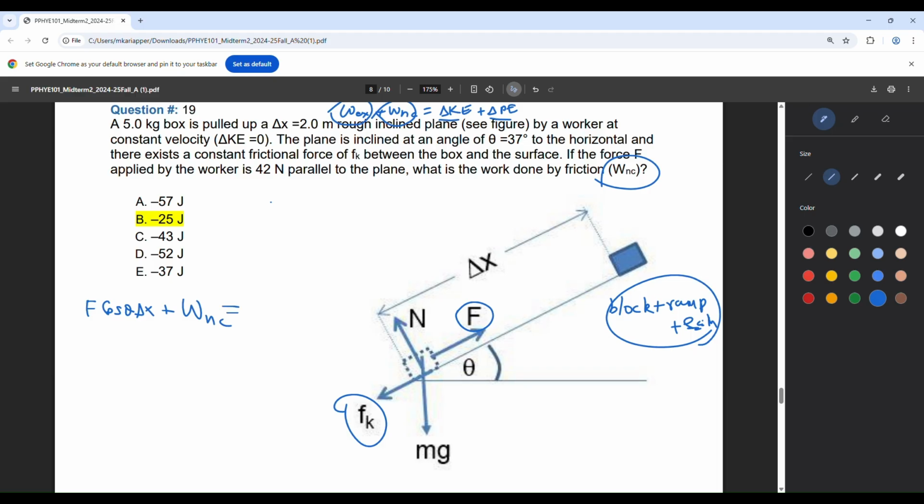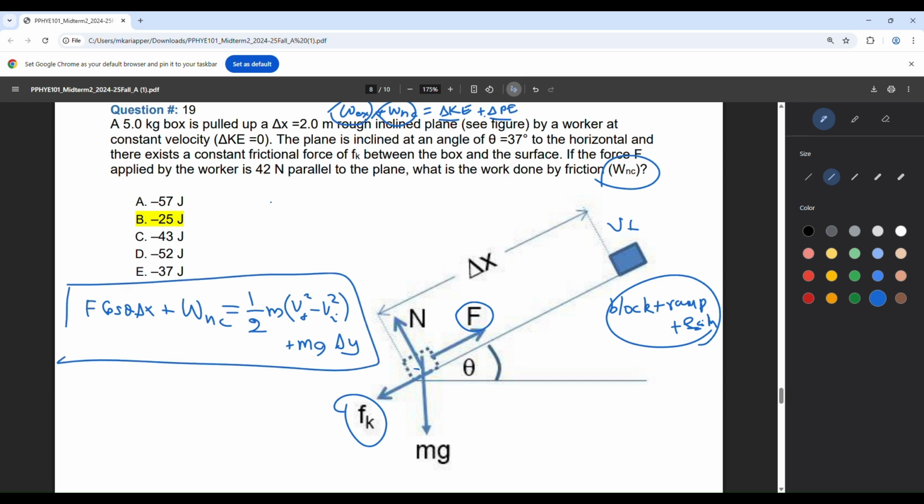Right, equals the change in the kinetic energy, half m, v final. What is the velocity when it is here? This is the initial, so v final squared minus v initial squared. Change in the potential energy, mg delta y. All right, now let me expand this. Start here.